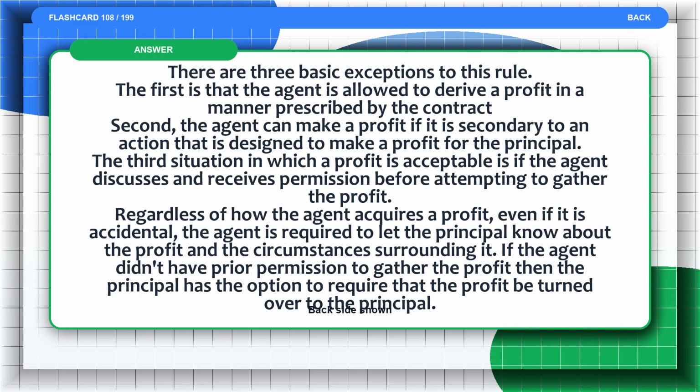Regardless of how the agent acquires a profit, even if it is accidental, the agent is required to let the principal know about the profit and the circumstances surrounding it. If the agent didn't have prior permission to gather the profit, then the principal has the option to require that the profit be turned over to the principal.